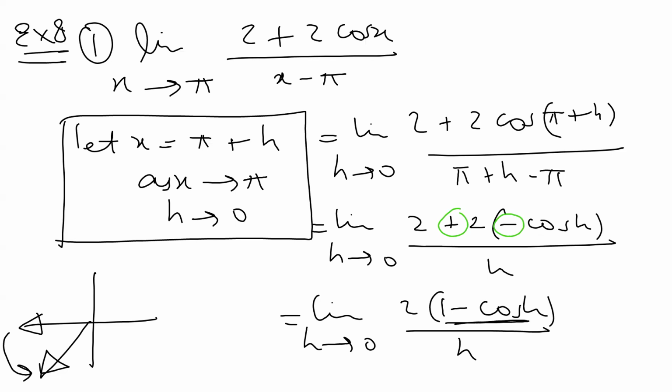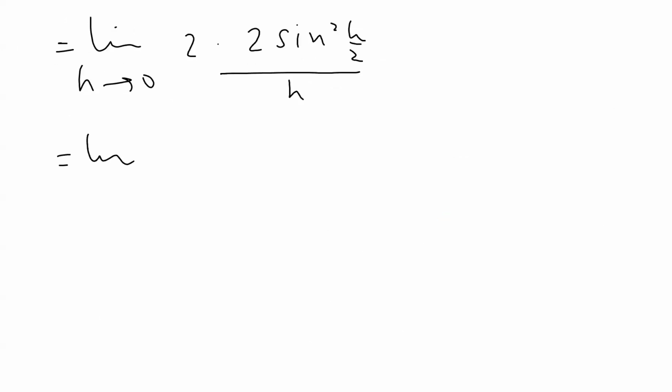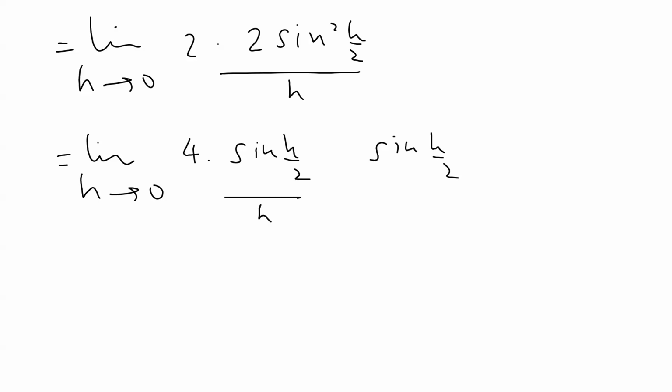Okay, 1 minus cos h. There is a 2 already in the problem. 2 sin square h by 2 upon h. So this 2 is separate and this is half angle, 2 sin square h by 2 upon h. So limit h approaching 0, 4 sin h by 2 upon h, sin h by 2. Now there is only one h. So this is h by 2. We'll make this h by 2.